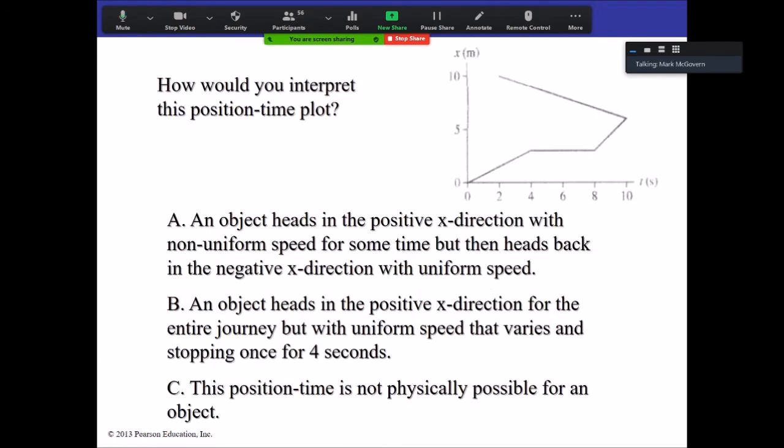All right. This one is rad. This one is a pretty rad problem. How would you interpret this position-time plot? All right, look at what's going on here. We've got seconds, we've got minutes, we've got a line going around here, and then all of a sudden it comes up, and then all of a sudden the line goes all the other way. So what the heck is happening there? Letter in the chat. Let me know what you think about that.